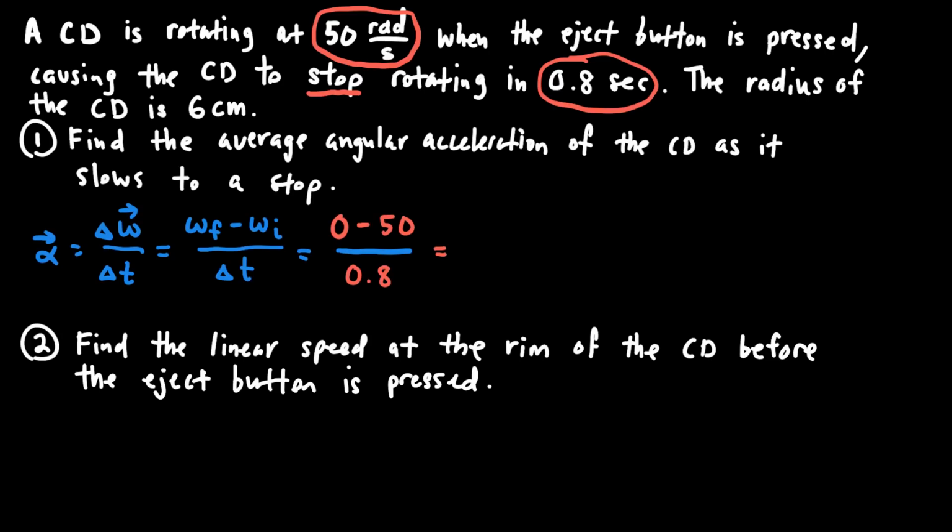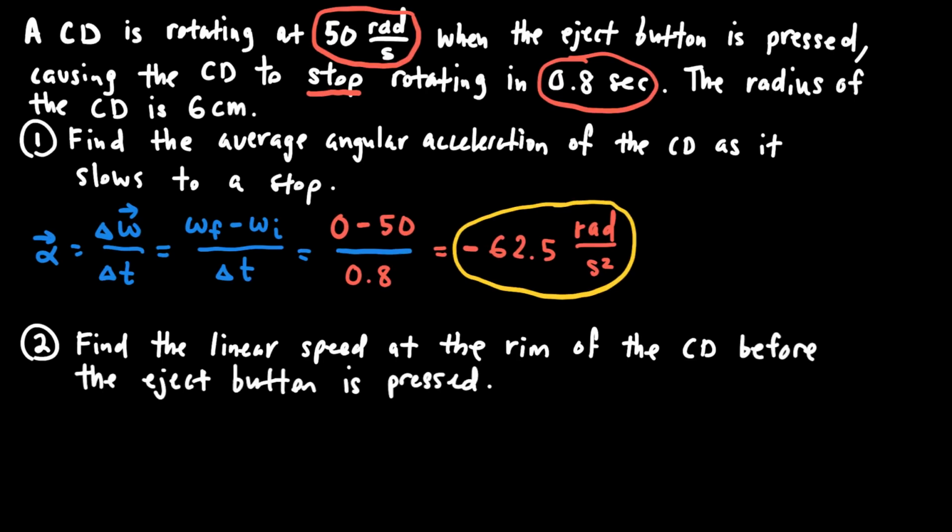And so 50 divided by 0.8 is 62.5. So negative 62.5 would be the angular acceleration, where negative means that the angular velocity of the CD decreased. And lastly, angular acceleration has units of radians per second squared. And so my final answer for question number 1 is negative 62.5 radians per second squared.